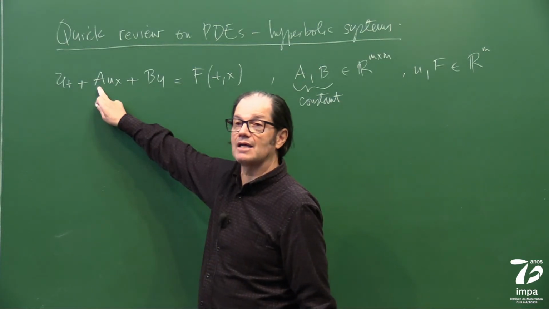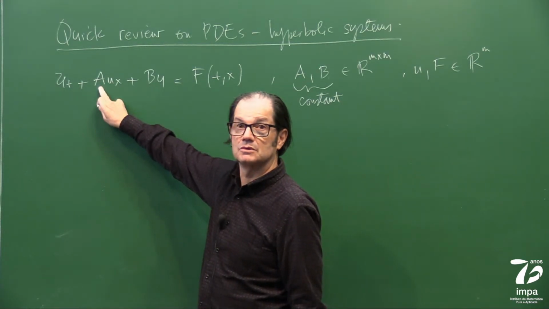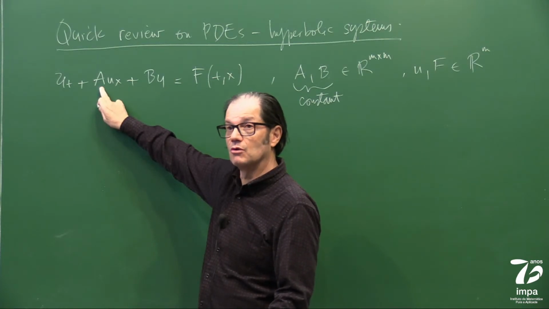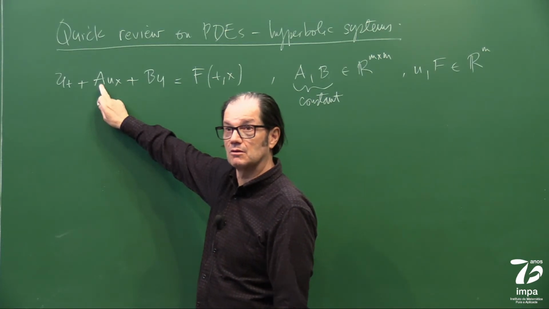Yes, so the eigenvalues of A are real, right? Which means we have real valued propagation speeds, okay? So that's what I'm going to write.